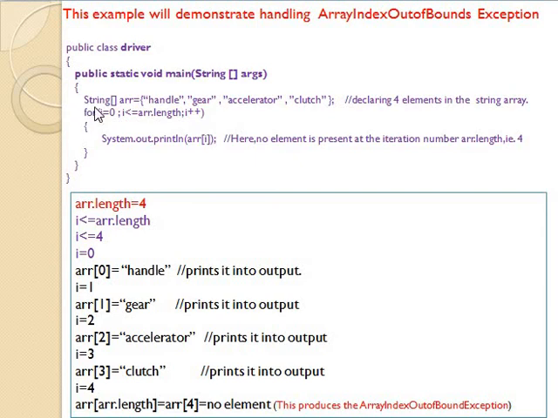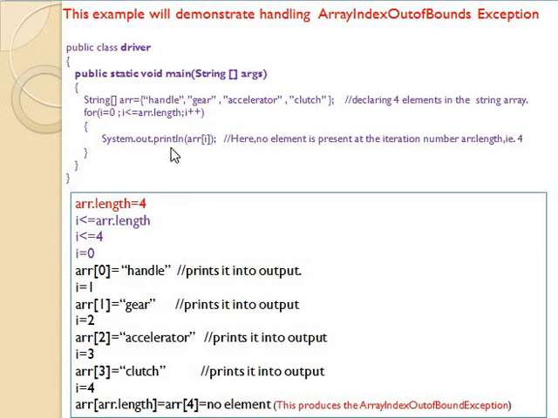Now as the for loop starts with the initialization part, the value 0 will be assigned to i as the first step. So here the value 0 has been assigned to i. Then come inside the body of this for loop. Inside the body, it executes the statement System.out.println, and then it prints the value of arr[i]. Now as we know that the value of i initially was 0, so arr[i] becomes arr[0], and we know that arr at index 0 is handle, so it prints the text handle into the output.